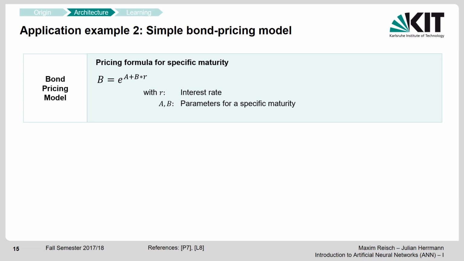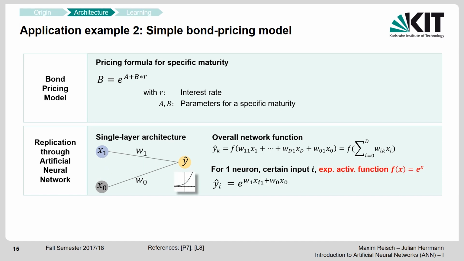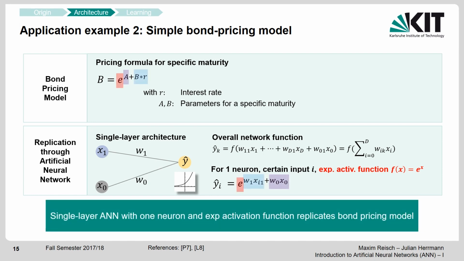If we take the network from the previous example, we only need to do minor changes to replicate the bond formula. We need only one input neuron and replace the linear activation function with an exponential function. And see, the components of both formulas match, and we are able to replicate the bond pricing model.